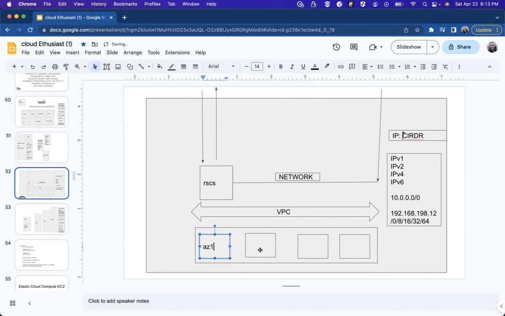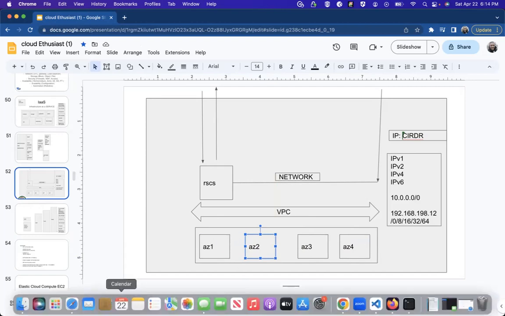Is it 1? Is it 2? Is it 3? Is it 4? Meanwhile, we can decide to put all our subnets in one AZ, but it's not the best way to work. You understand me? Or this AZ can have 20 subnets. So don't think that if you must put a subnet, you must share it in all the AZs. You can decide to have it in one AZ, but it's not the best way. The best way is actually to share it across AZs.